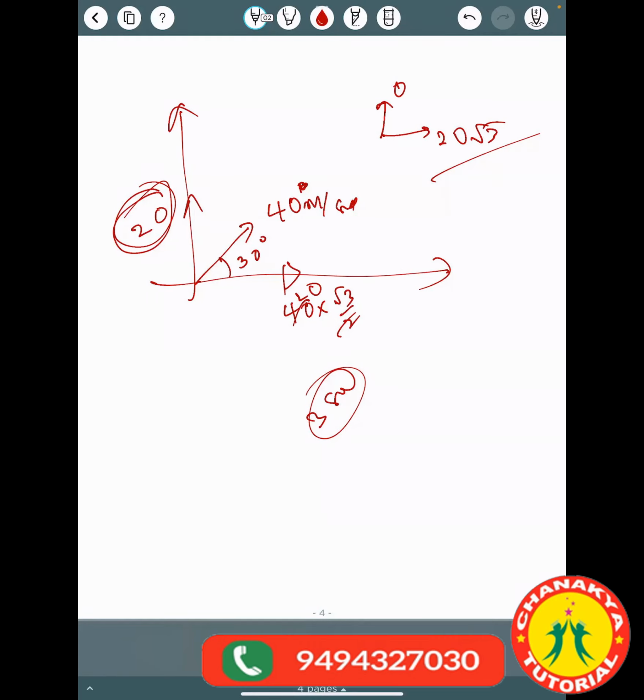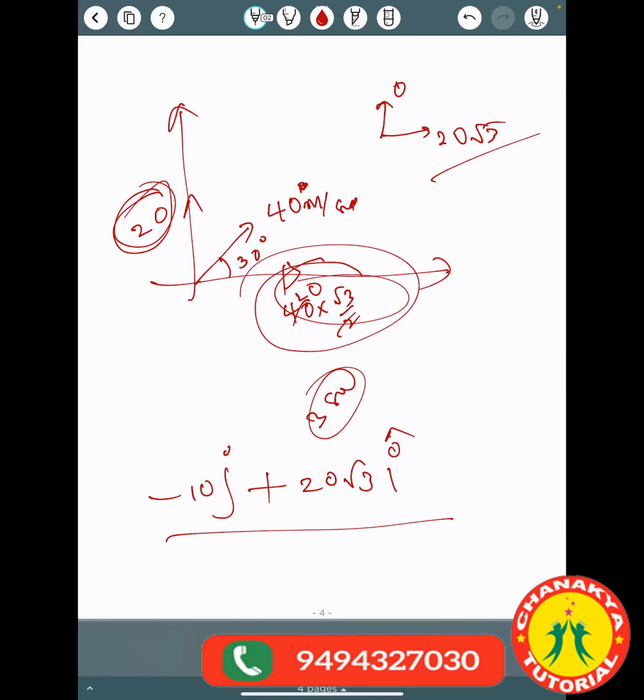You tell me both, vertical and horizontal. For the y-axis, it will become minus 10, it will start increasing in the negative direction. For the horizontal x-axis, it will be 20 root 3. This will not change. It will always remain the same. It will not change because there is no one to change it.